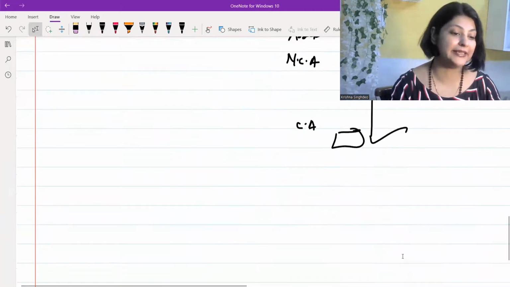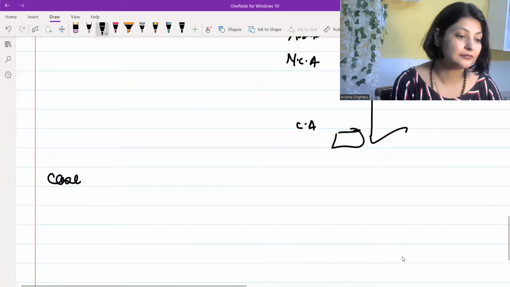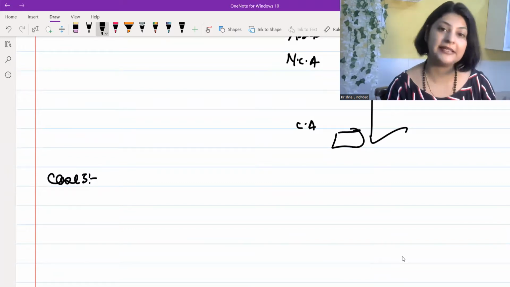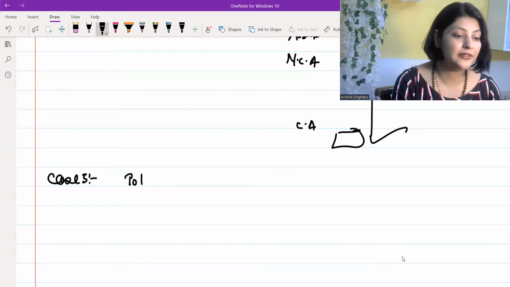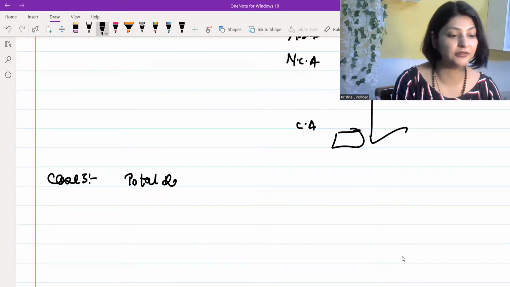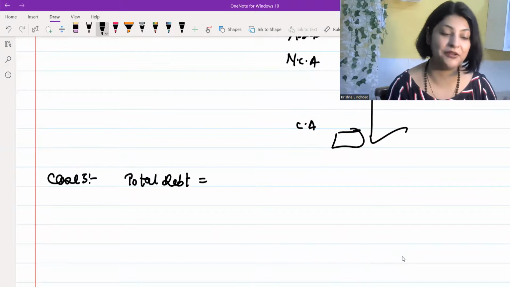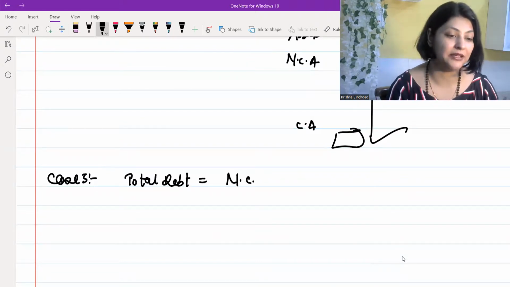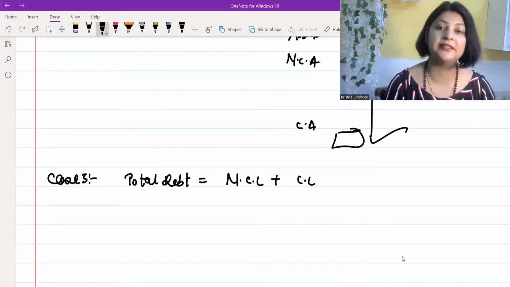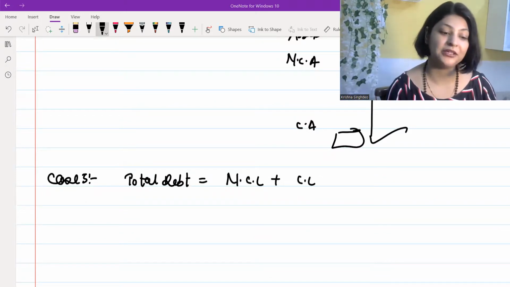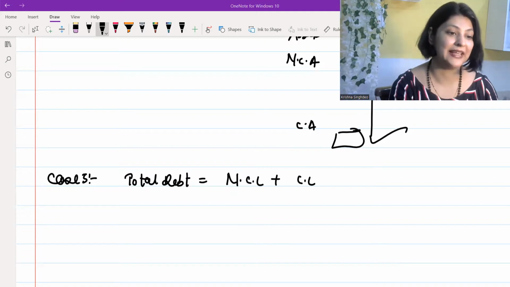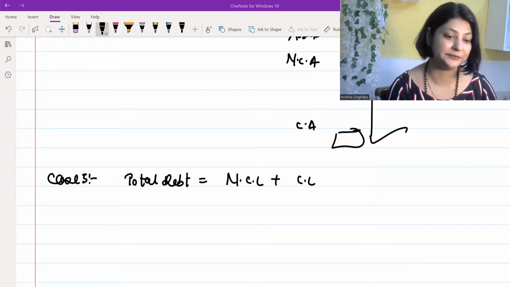So let us do this case 3. What is this case 3? The case 3 is telling you that you have total debt. So let us write down the formula of total debt, how total debt is being formed. So non-current liabilities plus current liability is equal to your total debt. What is the amount of your total debt? The amount of your total debt is given to you as 16 lakh rupees. Okay, so we are writing over here 16 lakh rupees, the amount of your total debt.